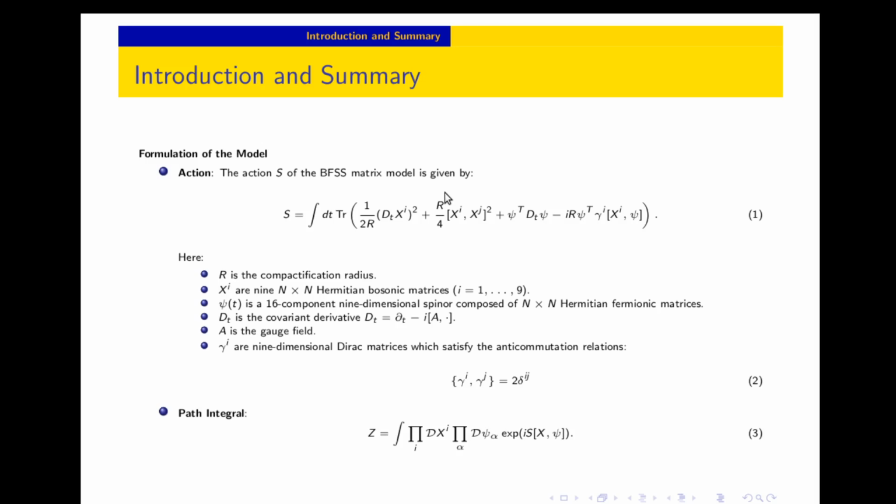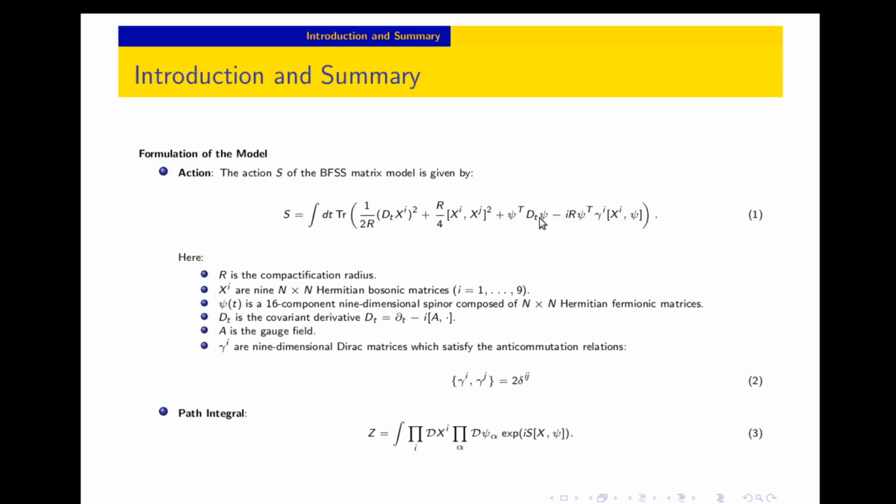Psi is a 16-component 9-dimensional spinor composed of N times N Hermitian fermionic matrices. D_t represents the covariant derivative. A is the gauge field, facilitating the gauge symmetry of the model. Gamma^I are 9-dimensional Dirac matrices that satisfy specific anti-commutation relations, as shown in equation 2. These elements together form the comprehensive action, which governs the dynamics of the BFSS matrix model.